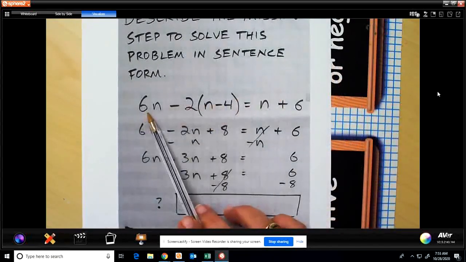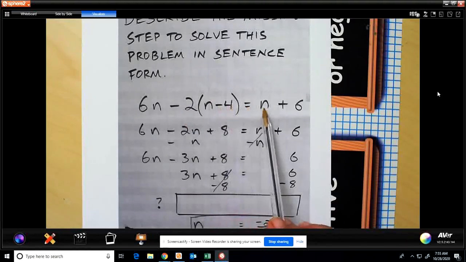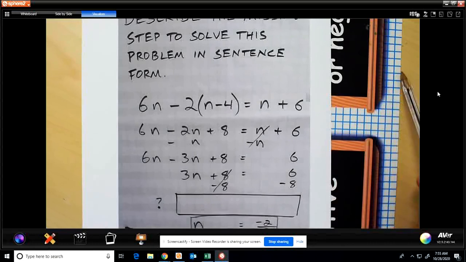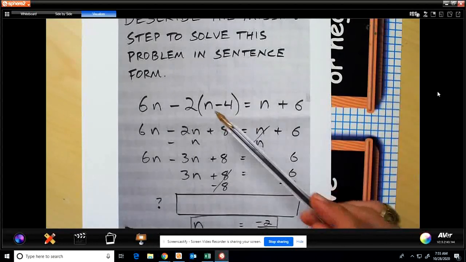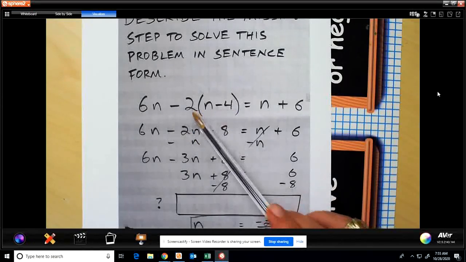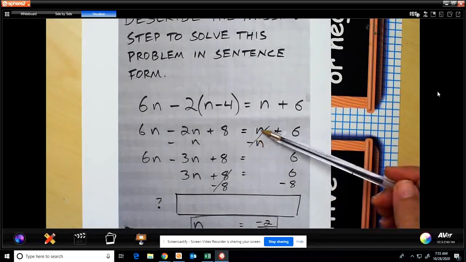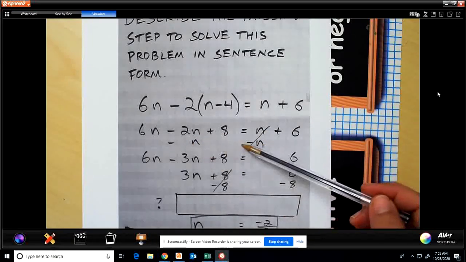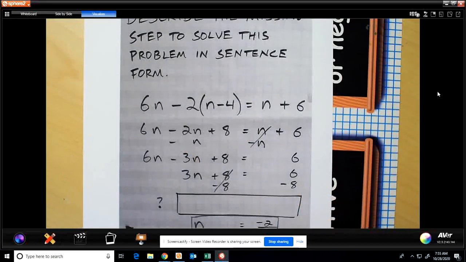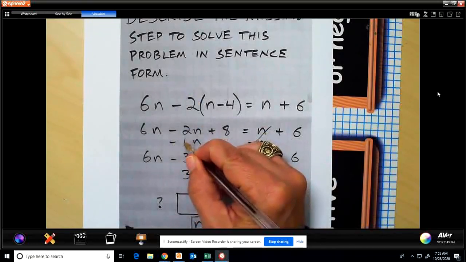So we have 6n minus 2 times n and negative 2 times negative 4 equals n plus 6. I would check to see if they did this distribution right. Does this come out what it should be from here? And then they started combining their n's. Did they do the right operation here? And remember that negative n is the same thing as negative 1n.